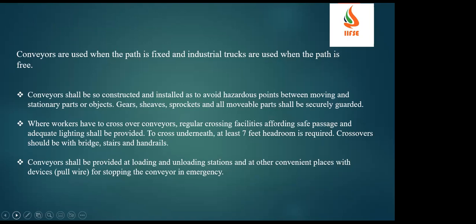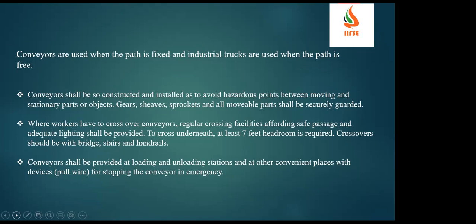And conveyors shall be so constructed and installed as to avoid hazardous points between moving and stationary parts or objects, like gears and sheaves and sprockets and movable parts. There will be a chance of entanglement with the rotating part. Those parts must be effectively guarded.